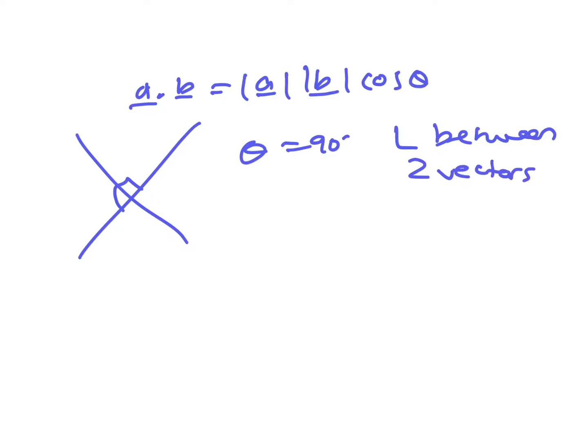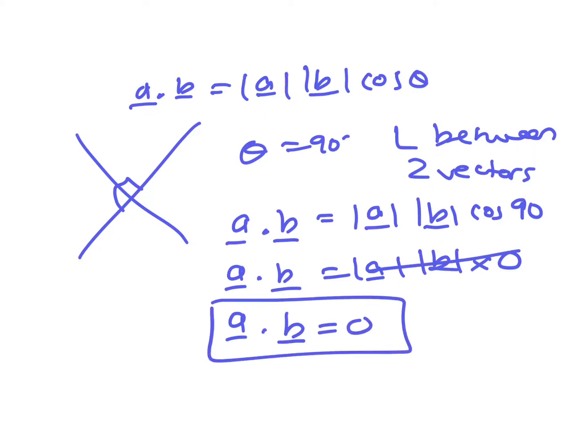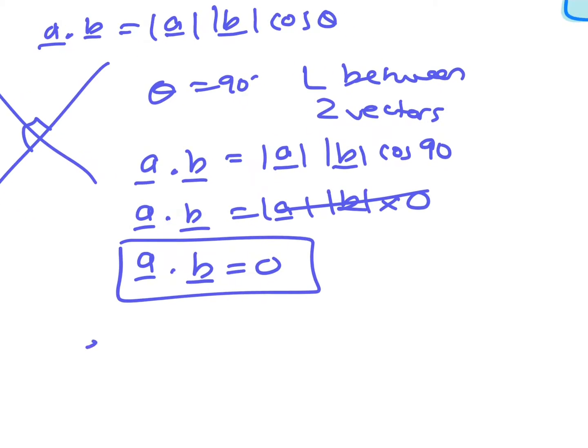So if you sub 90 in there, then A dot B equals mod A mod B cos 90. Now cos 90 is 0. That's mod A mod B cos of 90 would be 0. So that means that this whole thing here will end up being 0 and the dot product would be 0.